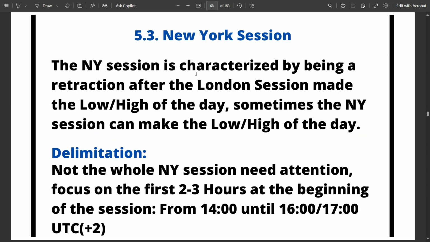Moving on to the New York session. During this session, the price often retraces from the high or low set during the London session. In some cases, the daily high or low can also be formed during the New York session. Again, focus on the first 2 to 3 hours of the New York session, as that's when most retracements happen. According to the PDF, the New York session is from 2 p.m. to 4 p.m. UTC plus 2.